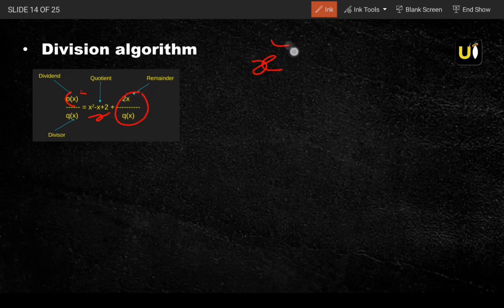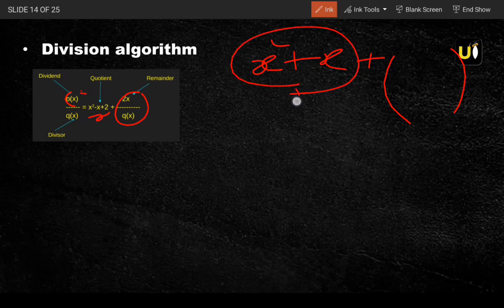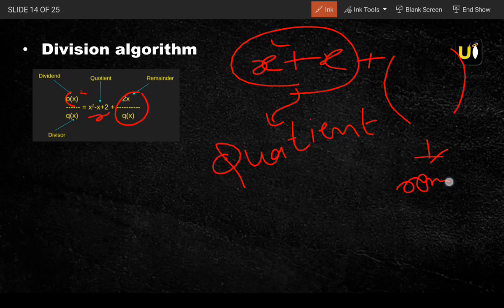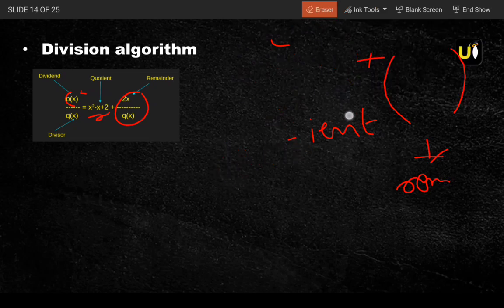To explain more clearly, let's consider an example: x square plus x cube plus x square plus 1 by x. So now, this is the dividend, and this x is the divisor. Now this can be written as x square plus x plus 1 by x, right?